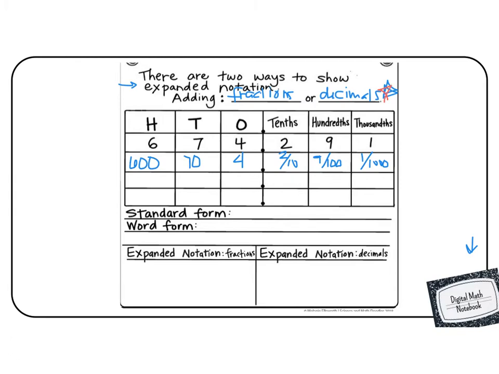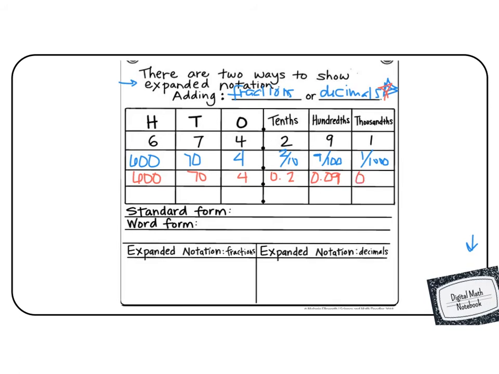So when we write these as decimals, our whole numbers stay the same. 674, but here's where we add the decimals. The tenths place is 1 place to the right of the decimal, so we write that as 0.2, so that the 2 is in the tenths place in my expanded form. The hundredth would be 0.09 because it's 2 places to the right of the decimal. And the thousandths place would be 0.001.